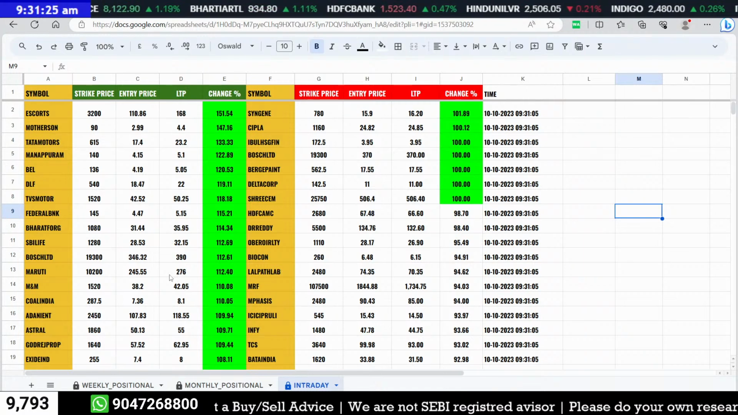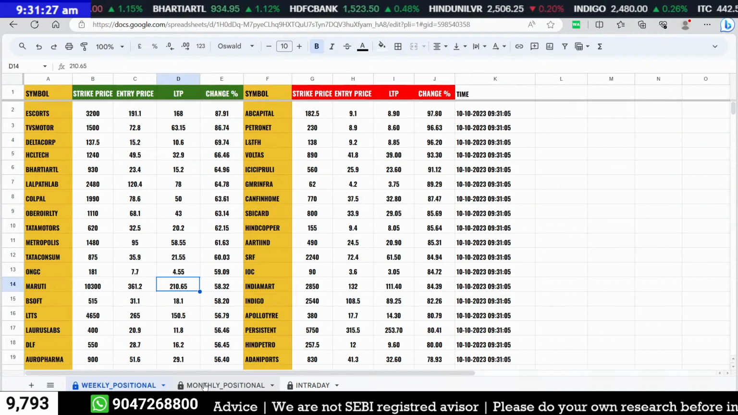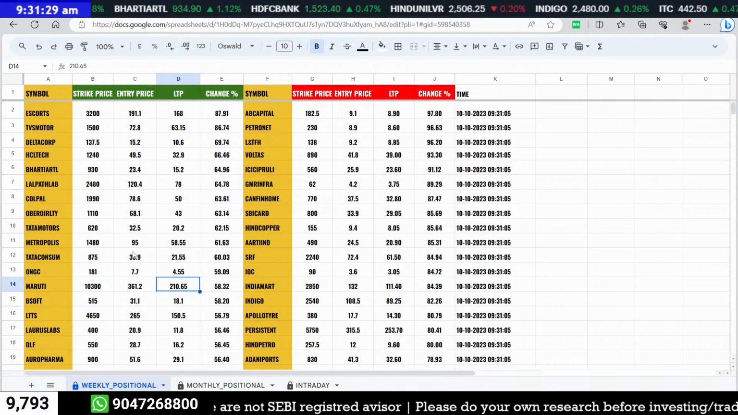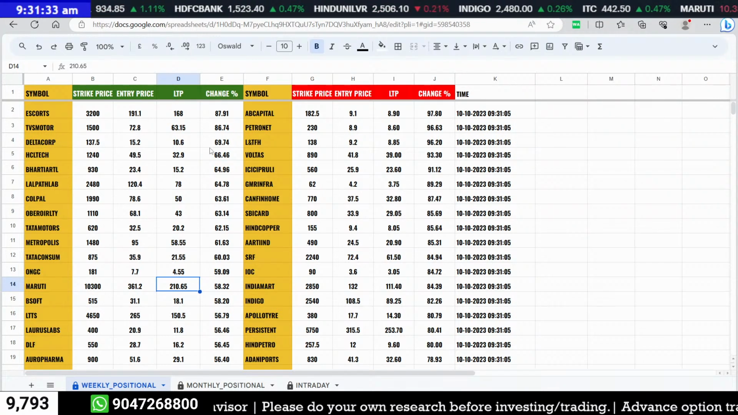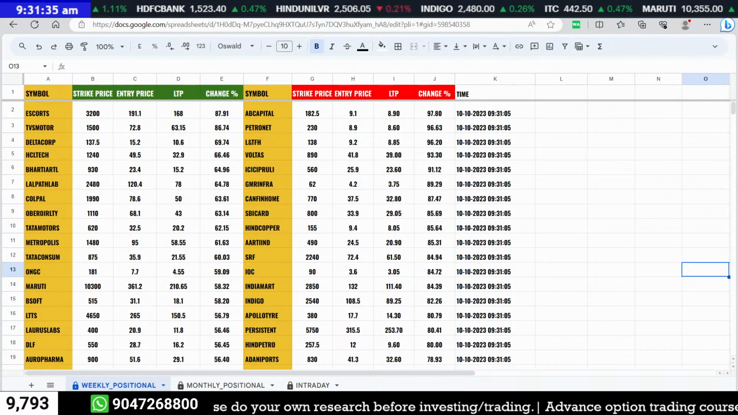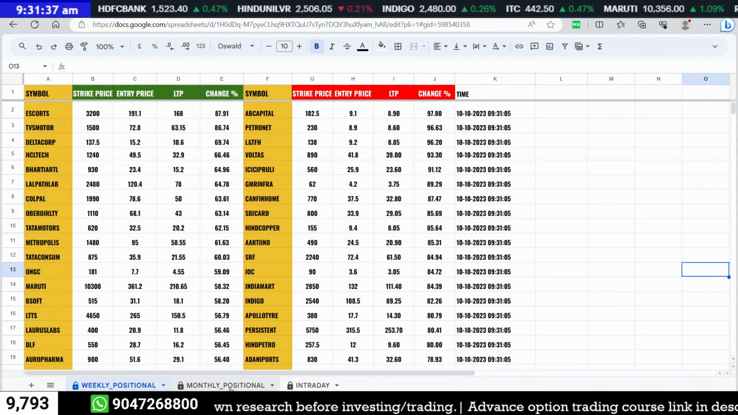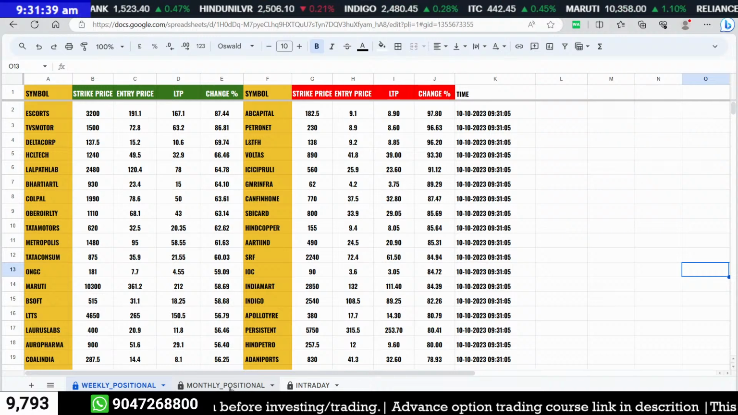Now the time is 9:30, so we can find out opportunities. Here in the weekly, we don't get any, and Escorts, TVS Motor, Delta Corp are those stocks nearing the top. Maybe if they give a breakout, we can go for them.